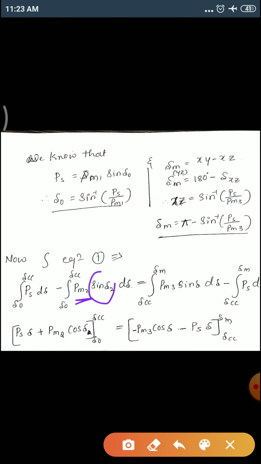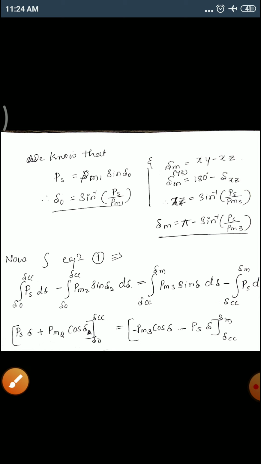Same way, PS delta plus PM2 sine delta. Integration of sine delta is minus cos delta, so minus minus will be plus PM2 cos delta. You have to substitute in the delta place the upper limit and lower limit. This is equal to PM3 sine delta's integration, where PM3 is constant and sine delta integration is minus cos delta, and then minus the second factor, minus PS as it is, integration of 1 is delta.